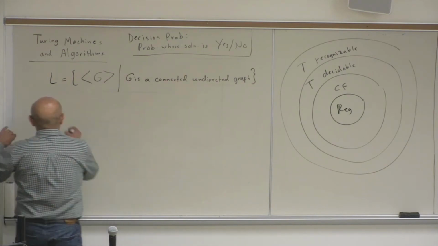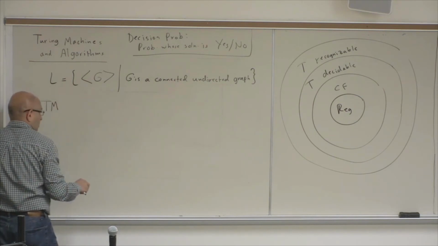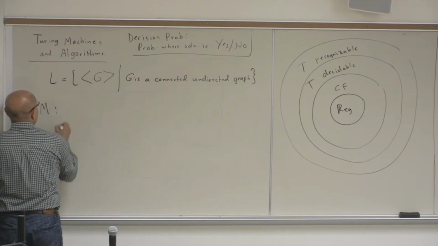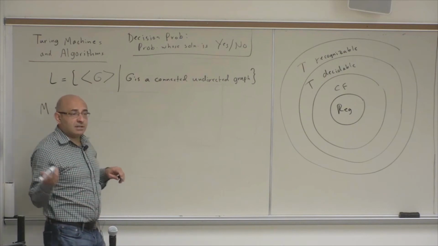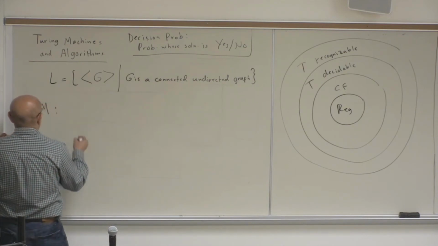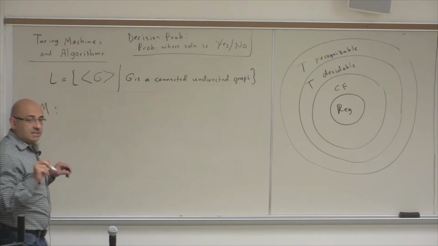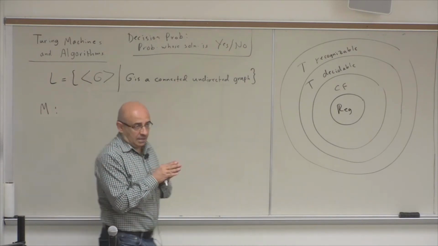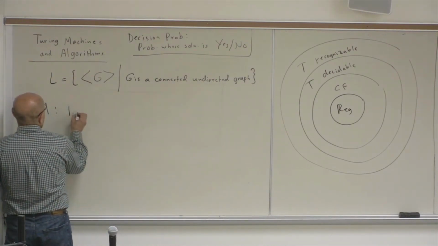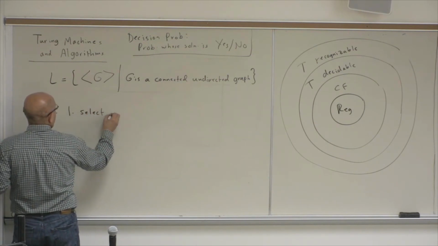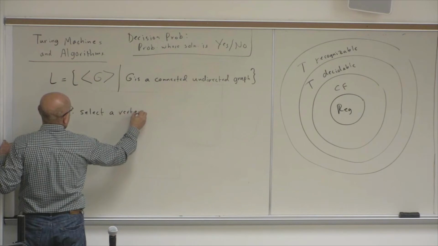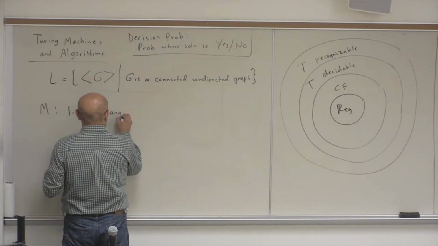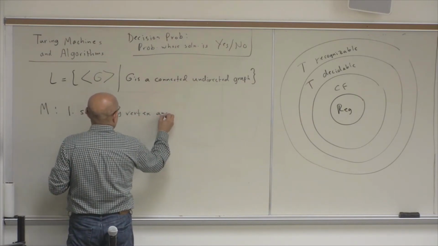Now, to describe a Turing machine for this language, let's call it machine M. For this Turing machine, we will use just a high-level description. We'll describe an algorithm as pseudocode, even on a higher level than the pseudocode. We will give a high-level description of the algorithm. We'll just say, okay, step one: select any vertex and mark it.